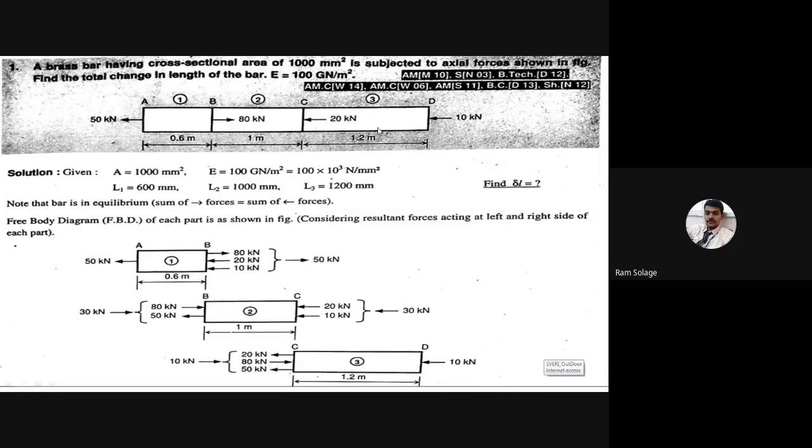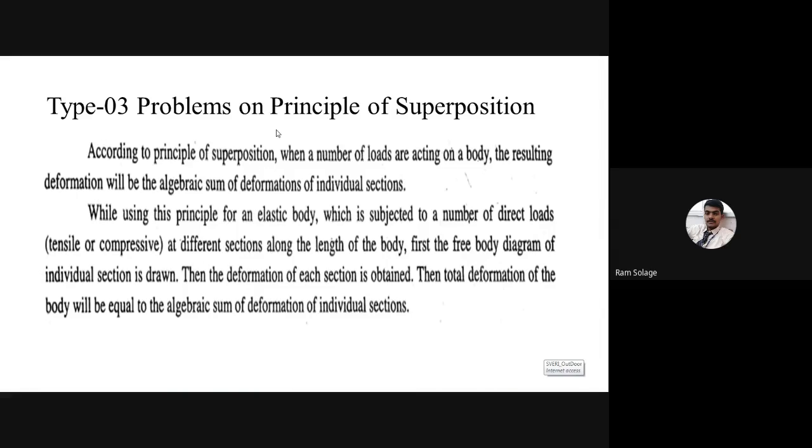Basically, these are three sections. We have to divide into three parts: section 1 denoted by AB, section 2 denoted by BC, and section 3 denoted by CD. Means what? The given diagram is divided into three parts, and this is known as the free body diagram. Then the deformation of each section is obtained. Now, already we have seen delta L1, delta L2, and delta L3. This is the deformation of the individual body.